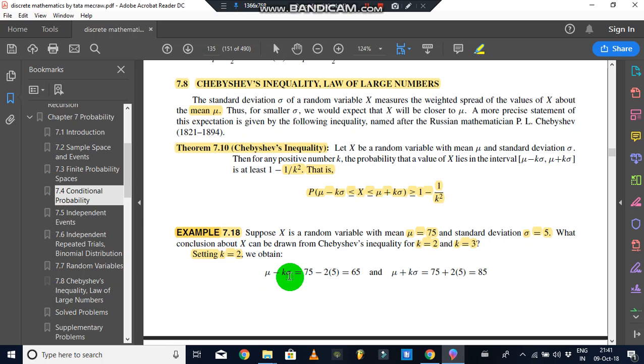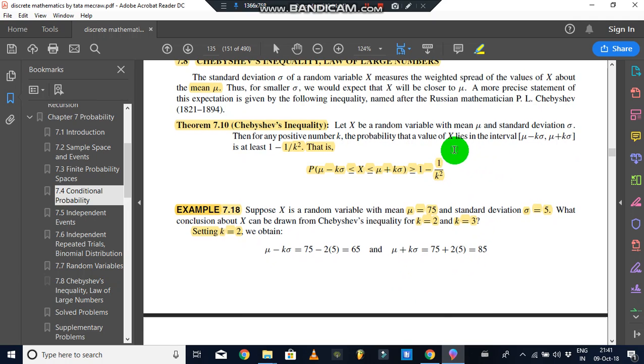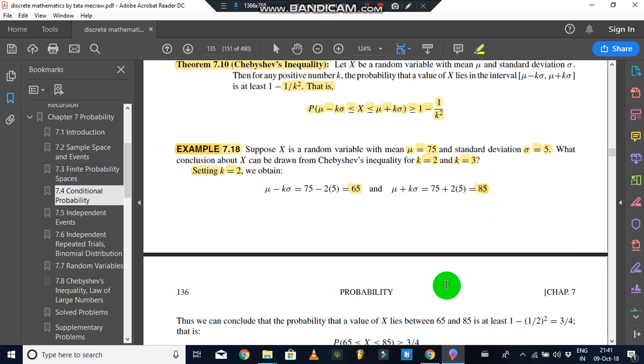Mu minus k sigma. What is the value of mu? 75. 75 minus, what is the value of k sigma? Here we find the first one is 2, and the value of sigma is 5. Just put it in. The answer is 65. Again, 75 plus 10 is 85. So x lies between 65 and 85. This is the interval. Both values, 65 and 85, form the interval that x lies between.